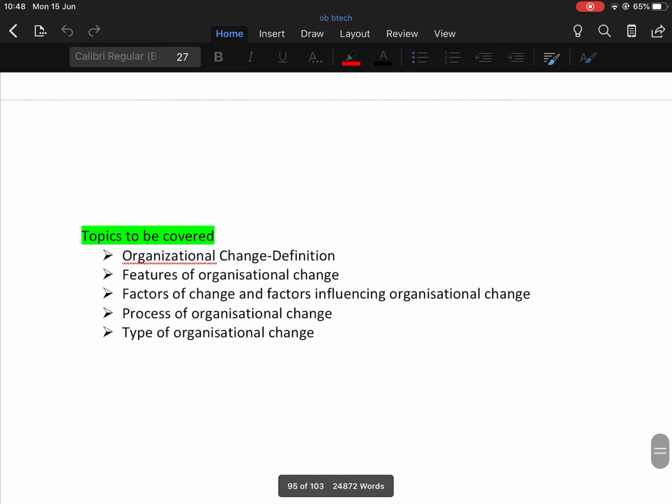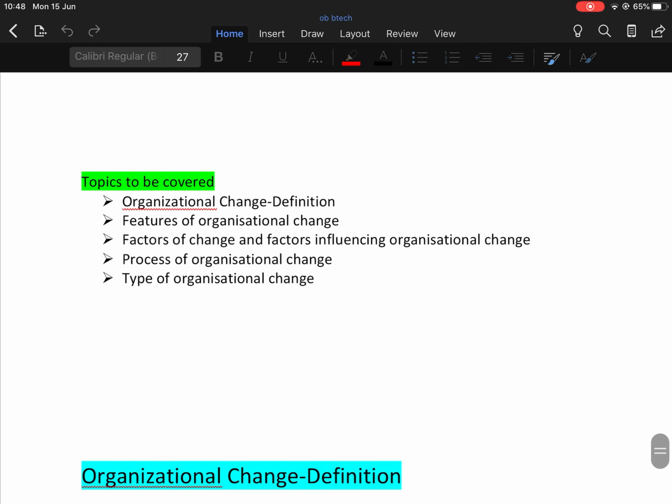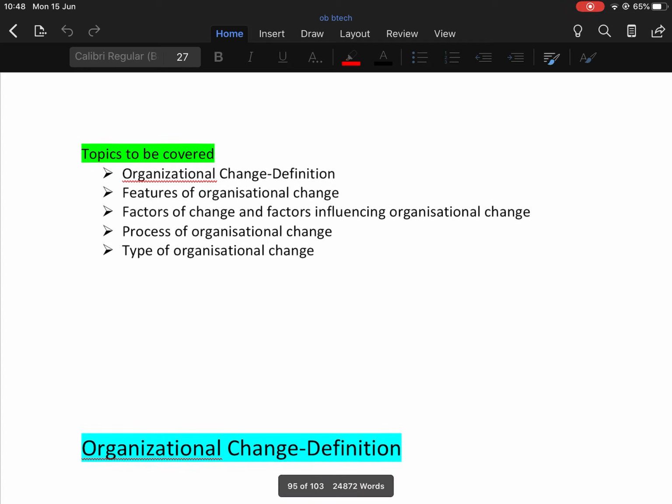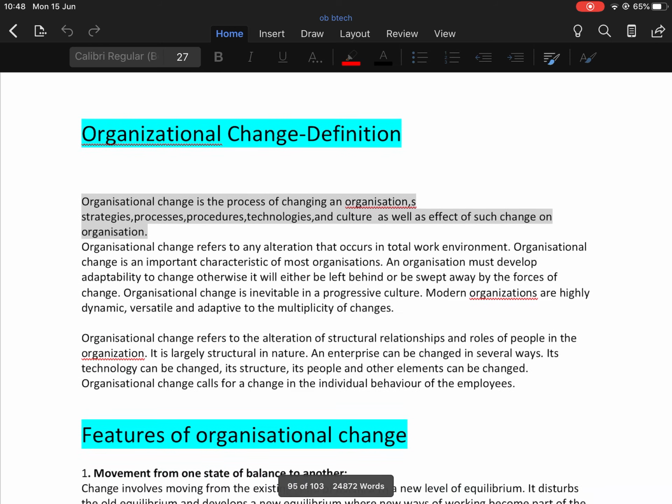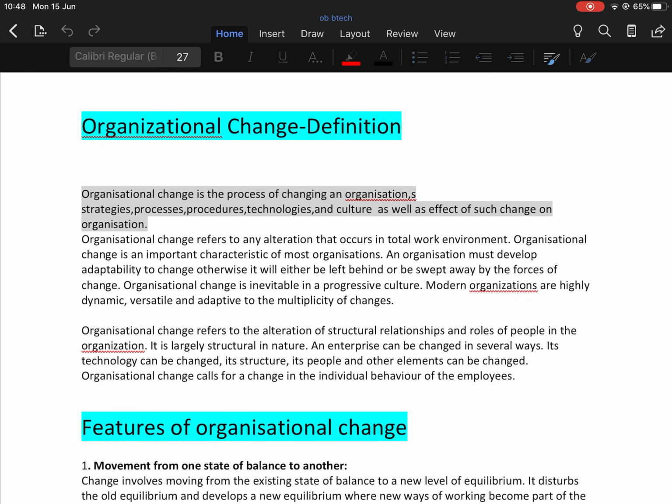As I've already told you, this is the last topic of the syllabus of Organizational Behavior, which is taught in BTech, CSE, ETC, and Civil Engineering. So let's start with the definition of organizational change. Organizational change is the process of changing an organization's strategy, processes, procedures, technologies, and culture, as well as the effect of such change on the organization. So in other words, organizational change refers to any alteration that occurs in the total work environment.